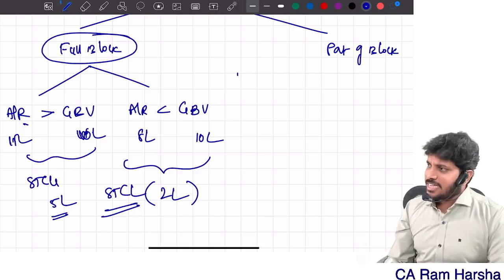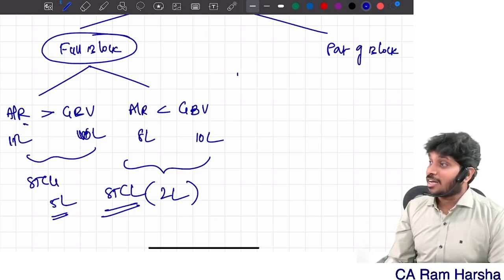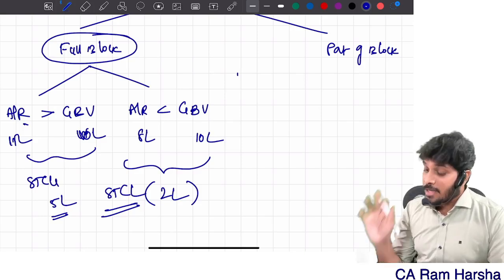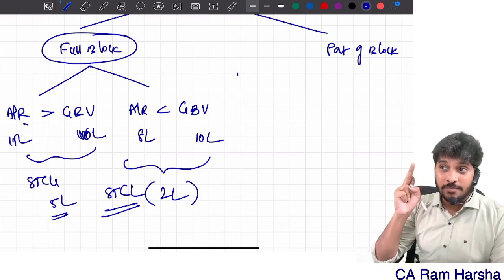Now, is there a block here? The block itself is not there. Now, remember this: the block itself is not there.